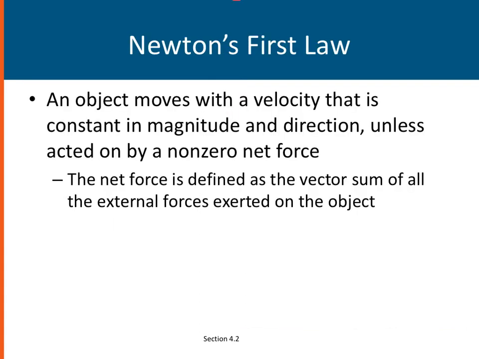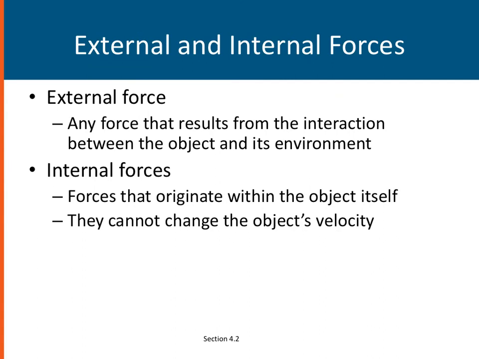Newton's first law of motion states that when an object has a velocity, it is going to be constant in magnitude and in direction unless acted upon by a non-zero net force. And the net force here is defined as the vector sum of all the external forces exerted on an object. When we talk about external forces, we're talking about any force that results from the interaction between the object and its environment. So this is going to bring in both the contact and non-contact forces.